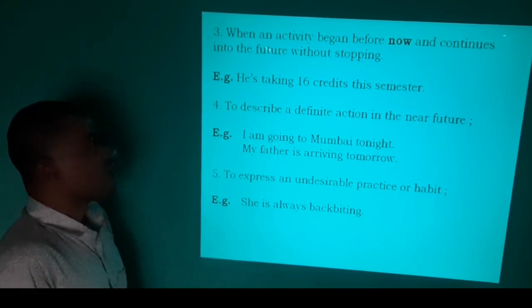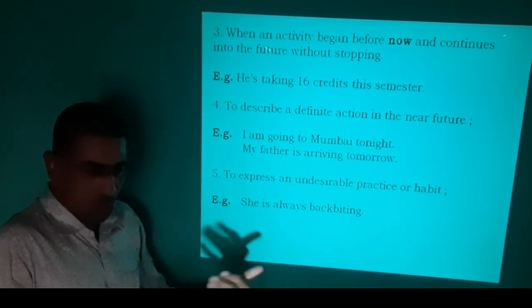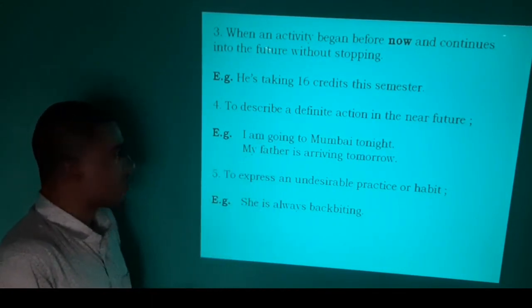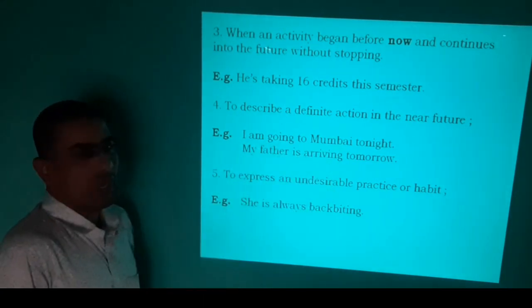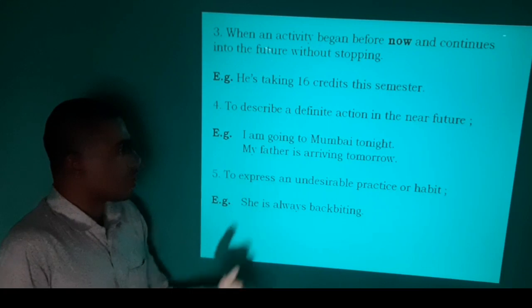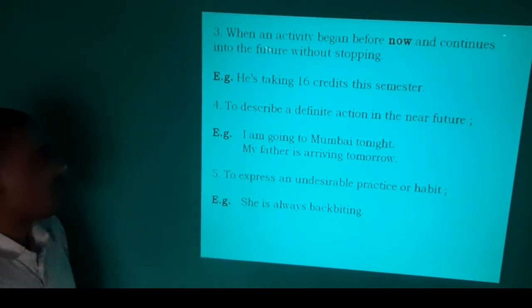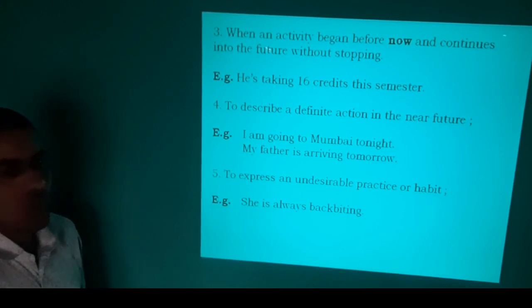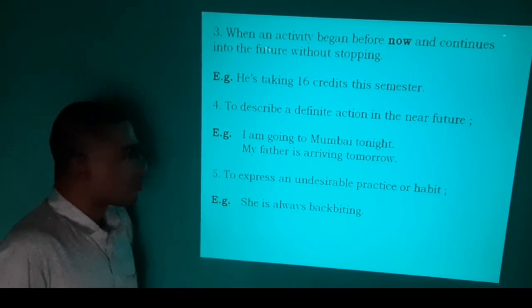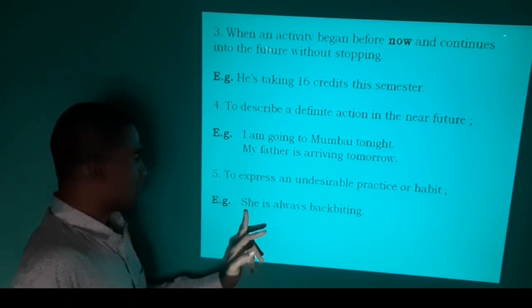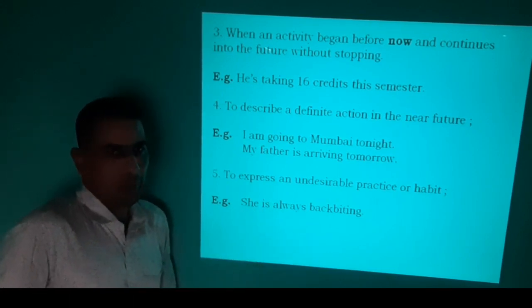So to describe a definite action in the near future, which is going to take place in the near future, we talk in terms of present continuous. I am going to Mumbai tonight. My father is arriving tomorrow. So this also we speak in terms of the present continuous. To express an undesirable practice or habit. Whenever we want to talk about an undesirable practice or a habit, we talk in terms of present continuous, such as she is always backbiting.